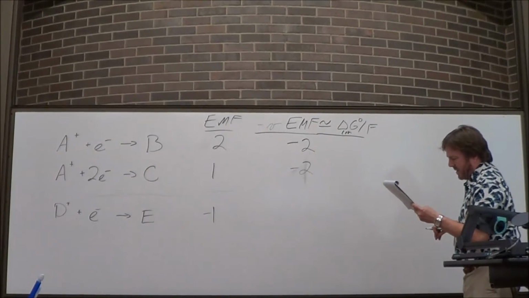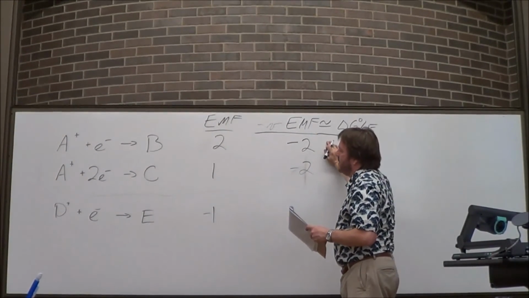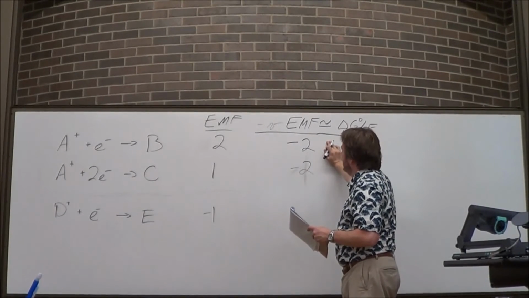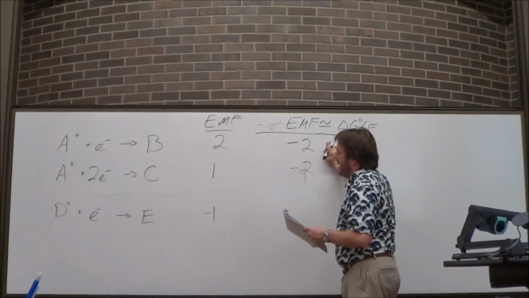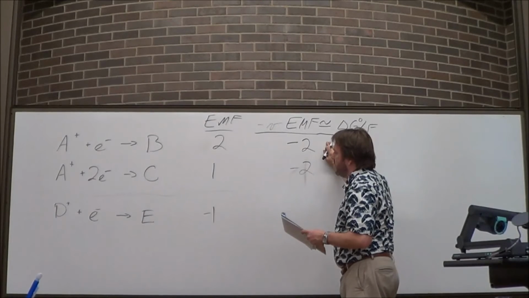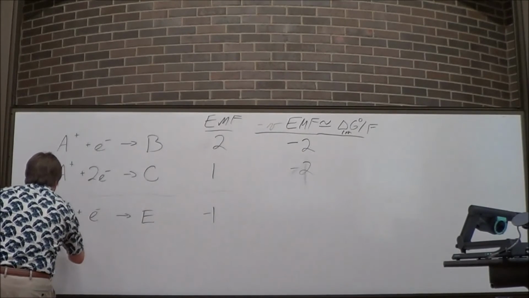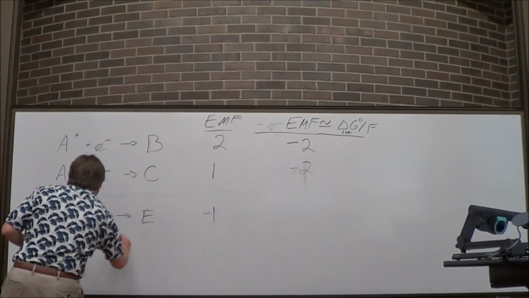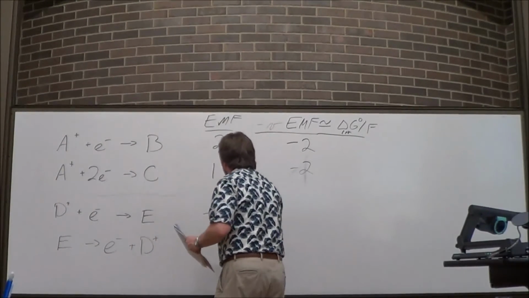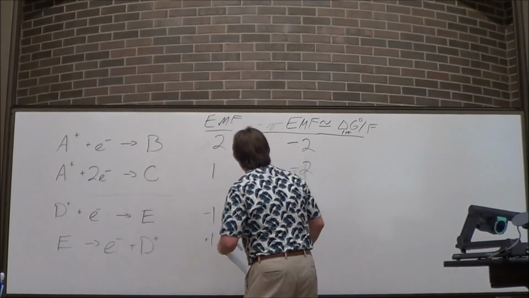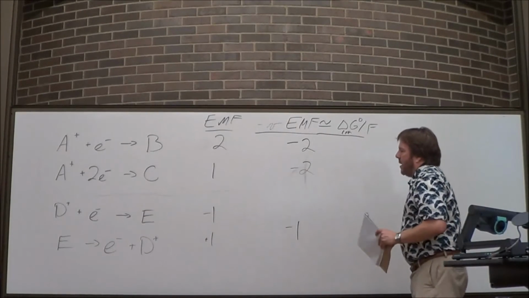Now I have to admit, I'm a bit confused. I know that this is the winner, but why would this not? Now I have to admit I've kind of screwed myself. Well, one thing I need to do is reverse this one. Let me do that. I'm going to have E goes to an electron plus D plus. Okay, now that I know I have to reverse that one, so that's plus a volt. And so this ends up being minus 1.